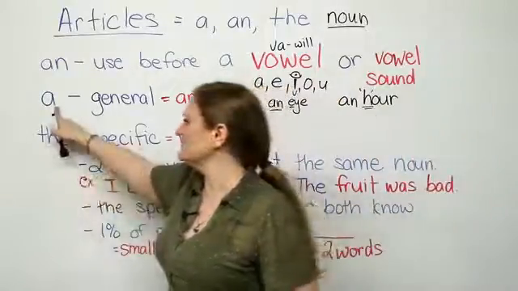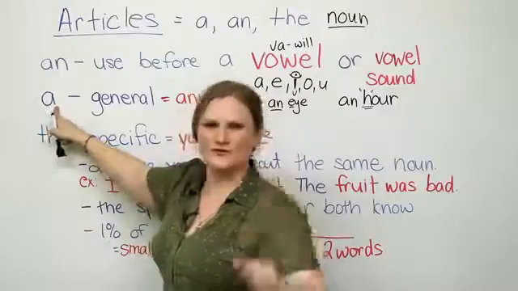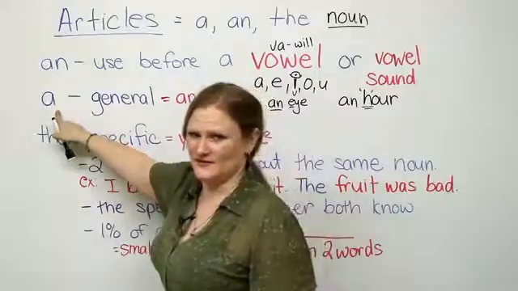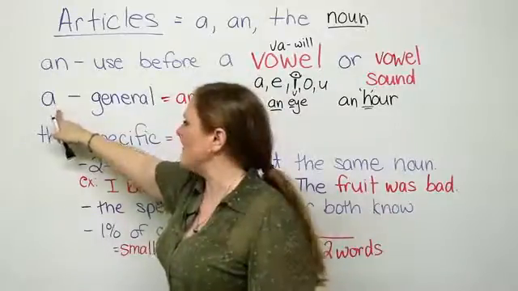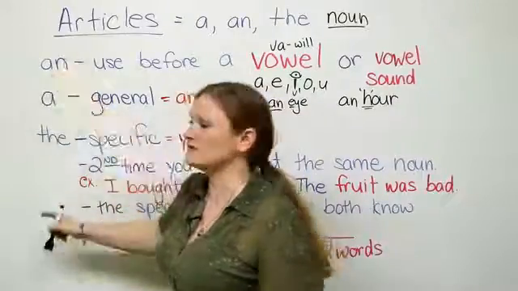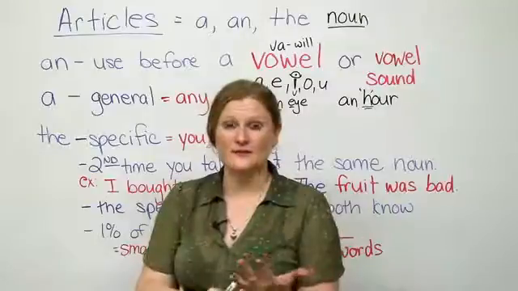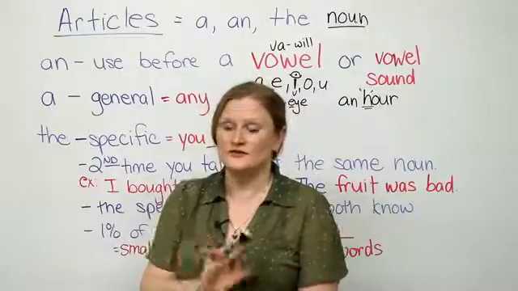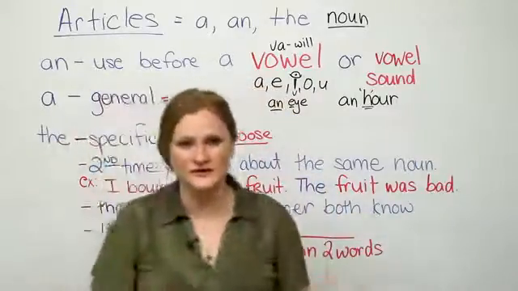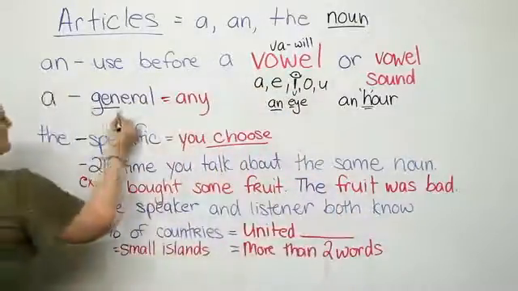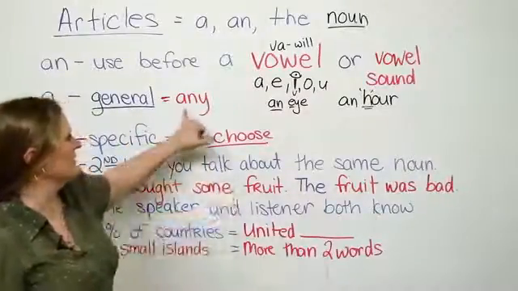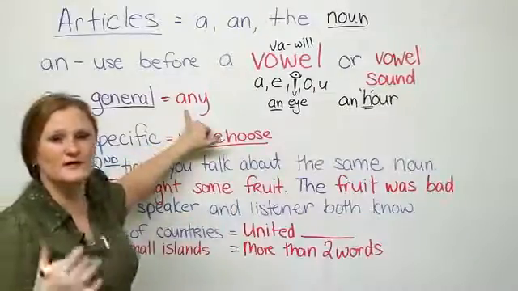The next one is A, the very first letter of our alphabet. A is a vowel. Don't let that confuse you. A, we use for, again, a singular noun. All of these are going to be used with singular nouns. If the noun is plural, if the noun has an S, do not use an article. So, a, we use for a singular noun in a general form. You can think of this easier as replacing it with the word any.